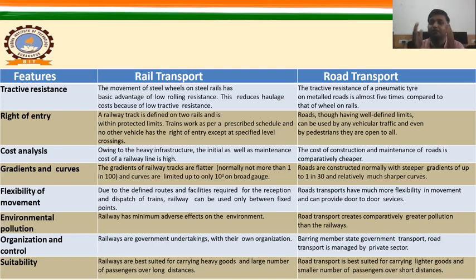So this was basically a comparison between rail transport and road transport through various features, and those features, as given on the screen, were tractive resistance, right of entry, cost analysis, gradients and curves, flexibility of movement, environmental pollution, organization and control, and suitability.